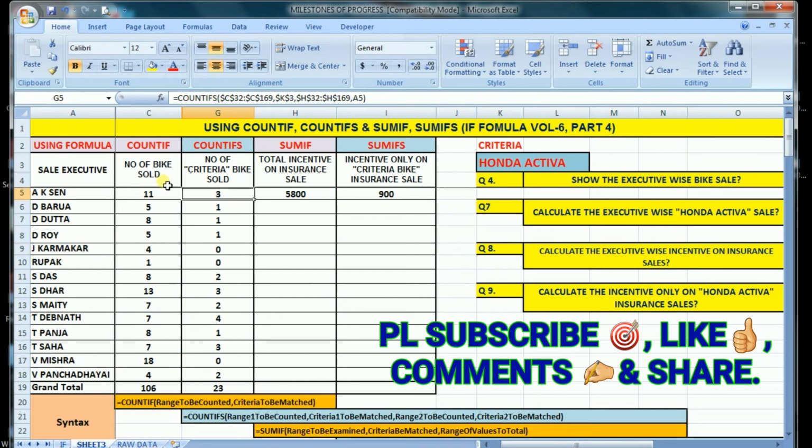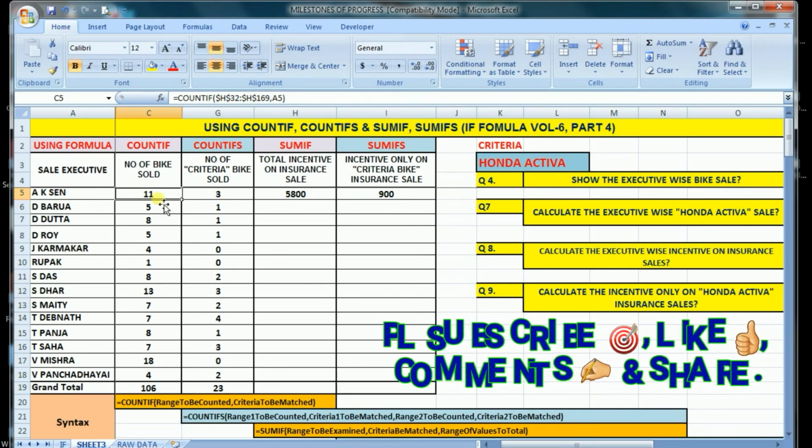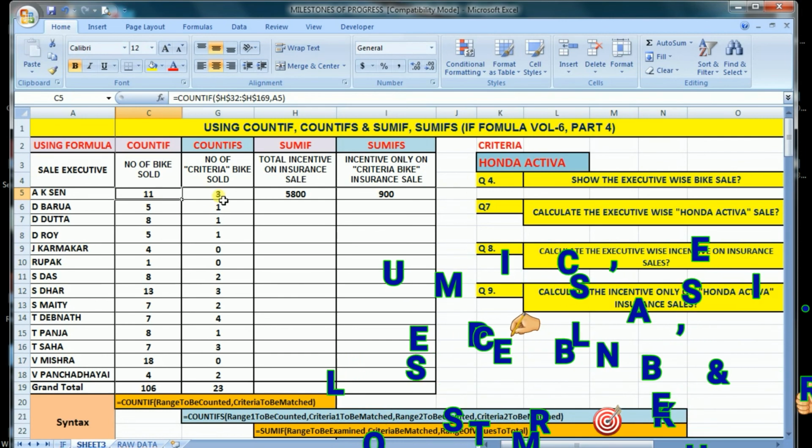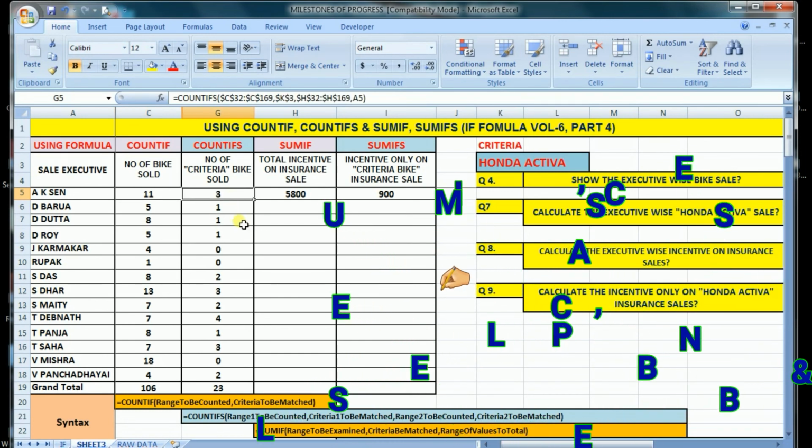That means with Countif we got the total 11 bikes sold by AKSN, and among these 11 bikes, Honda Activa sold only 3. Okay. Got my point, friends.